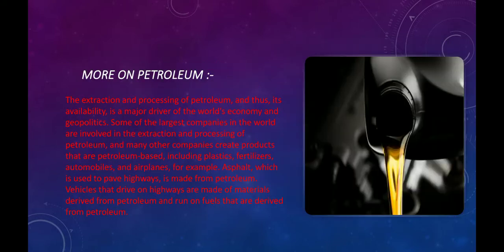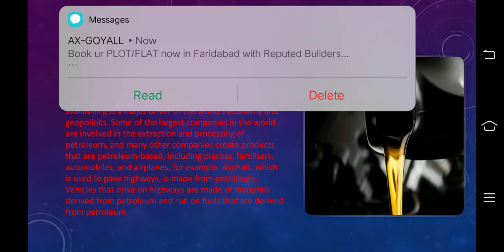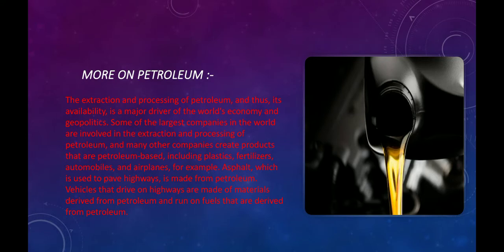More on petroleum. The extraction and processing of petroleum, and thus its availability, is a major driver of the world's economy and geopolitics. Some of the largest companies in the world are involved in the extraction and processing of petroleum, and many other companies create products that are petroleum based, including plastics, fertilizers, automobiles, and airplanes. For example, asphalt, which is used to pave highways, is made from petroleum. Vehicles that drive on highways are made of material derived from petroleum and run on fuels that are derived from petroleum.